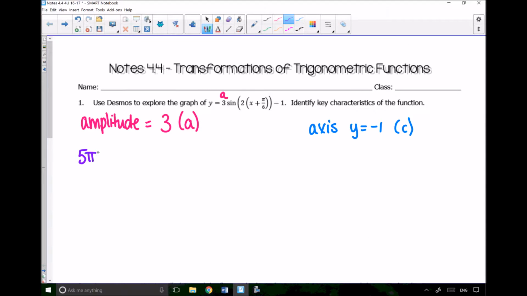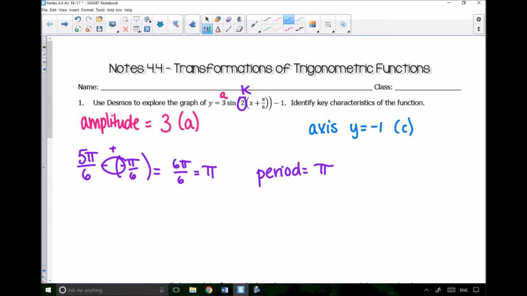We can figure out what our period is. So 5 pi over 6 minus negative pi over 6 is going to give me, this turns into a plus, so I get 6 pi over 6, or just pi. So I know that my period is equal to pi, where in a normal sine function, a period would be equal to 2 pi.